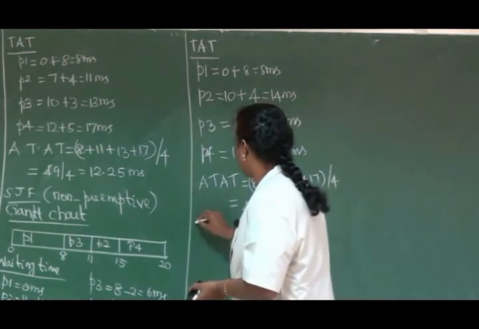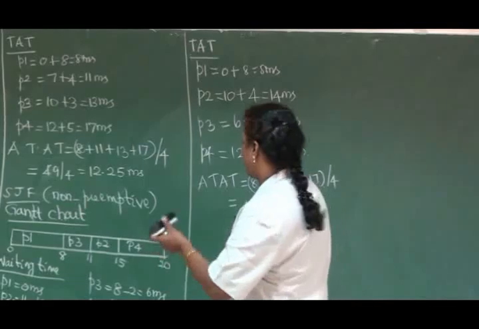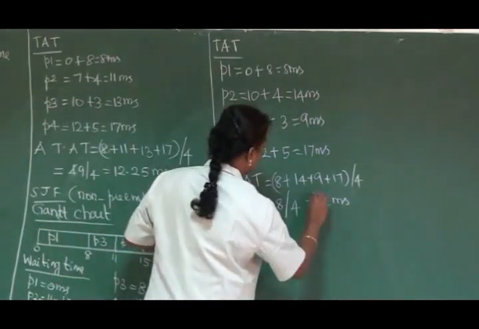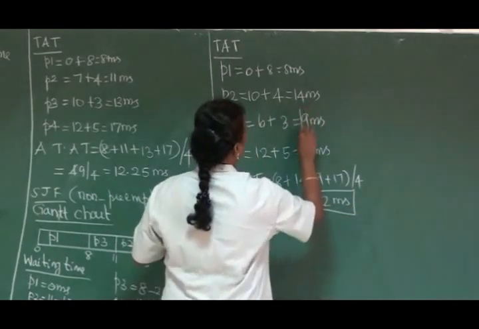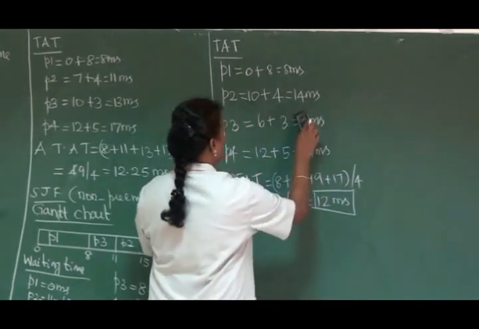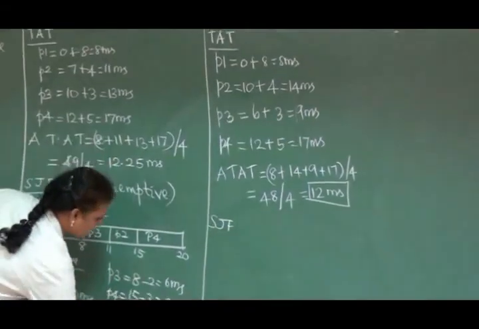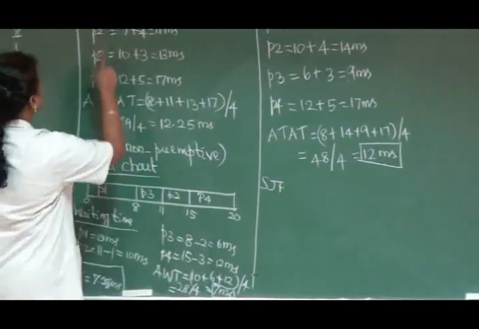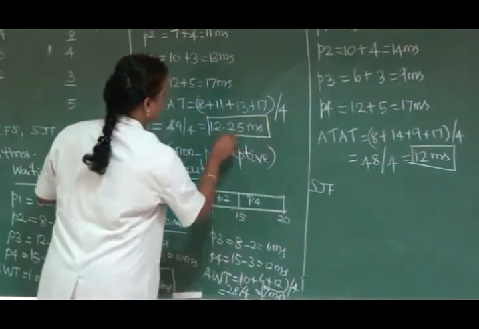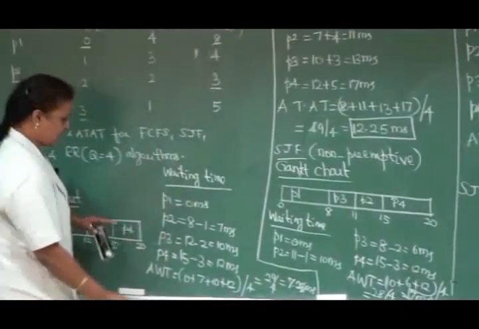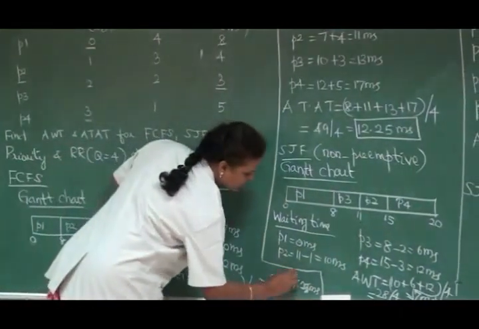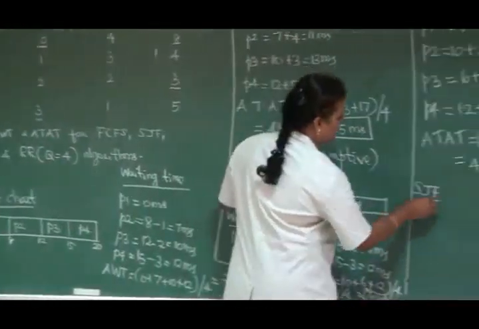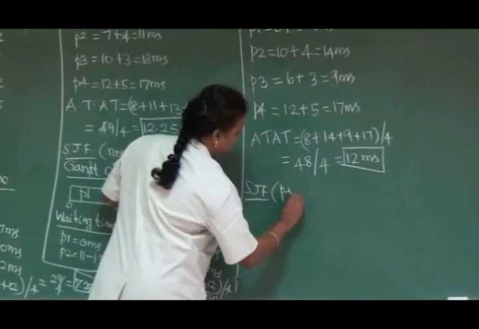Next we will consider the next algorithm, SJF. The average waiting time for SJF non-preemptive is 7, and the turnaround time for FCFS is 12.25. Then the average waiting time for FCFS is 7.25.